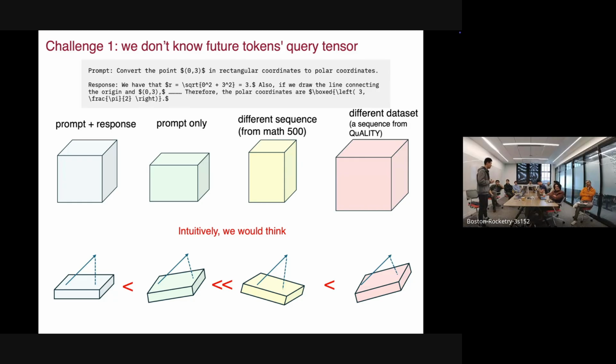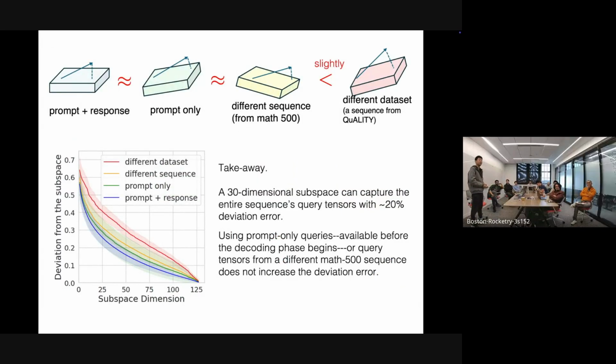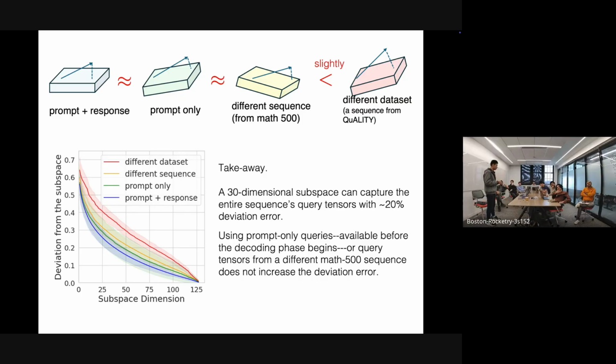That includes that information. So that's the intuition we had initially. But then we ran some experiments. This is the result we got, which is quite surprising to me. The deviation error for prompt plus response is roughly the same as with prompt tokens only, which is roughly the same as with a different sequence. And it's slightly lower than the deviation you get from using a different sequence. That's what you can see from the figure on your left-hand side.